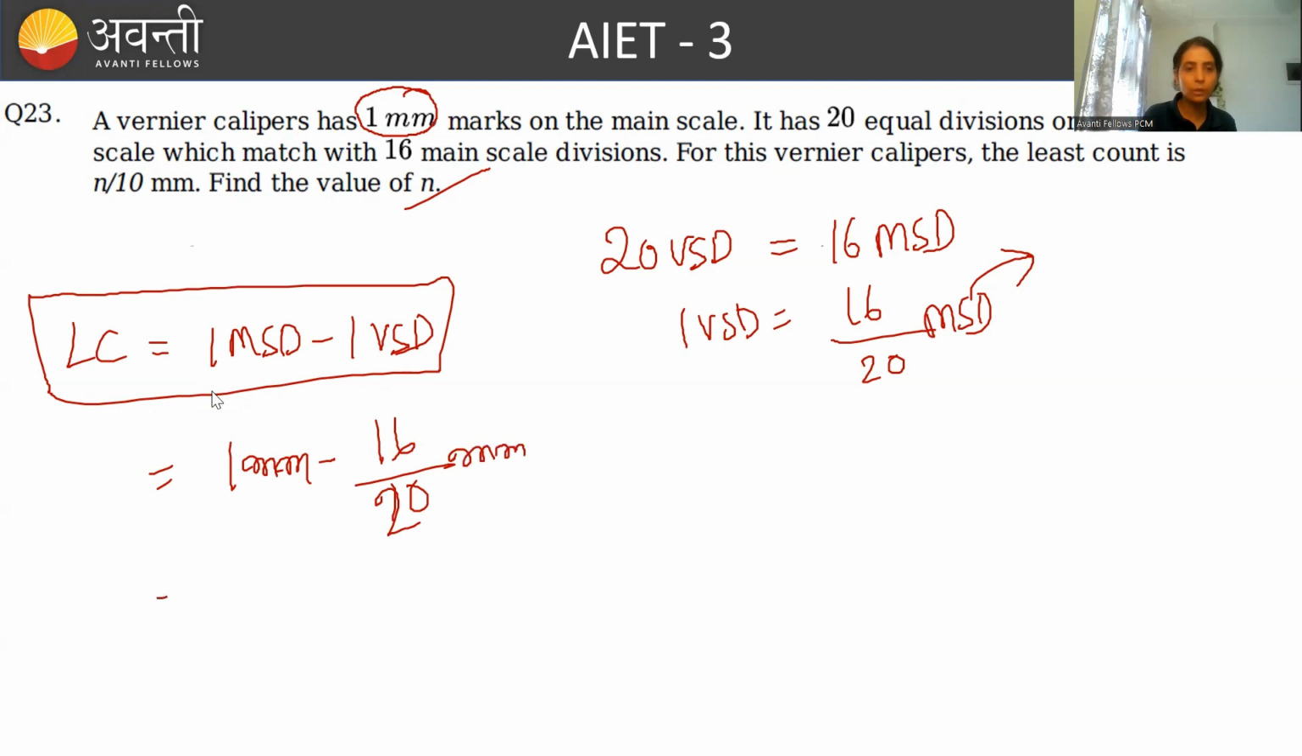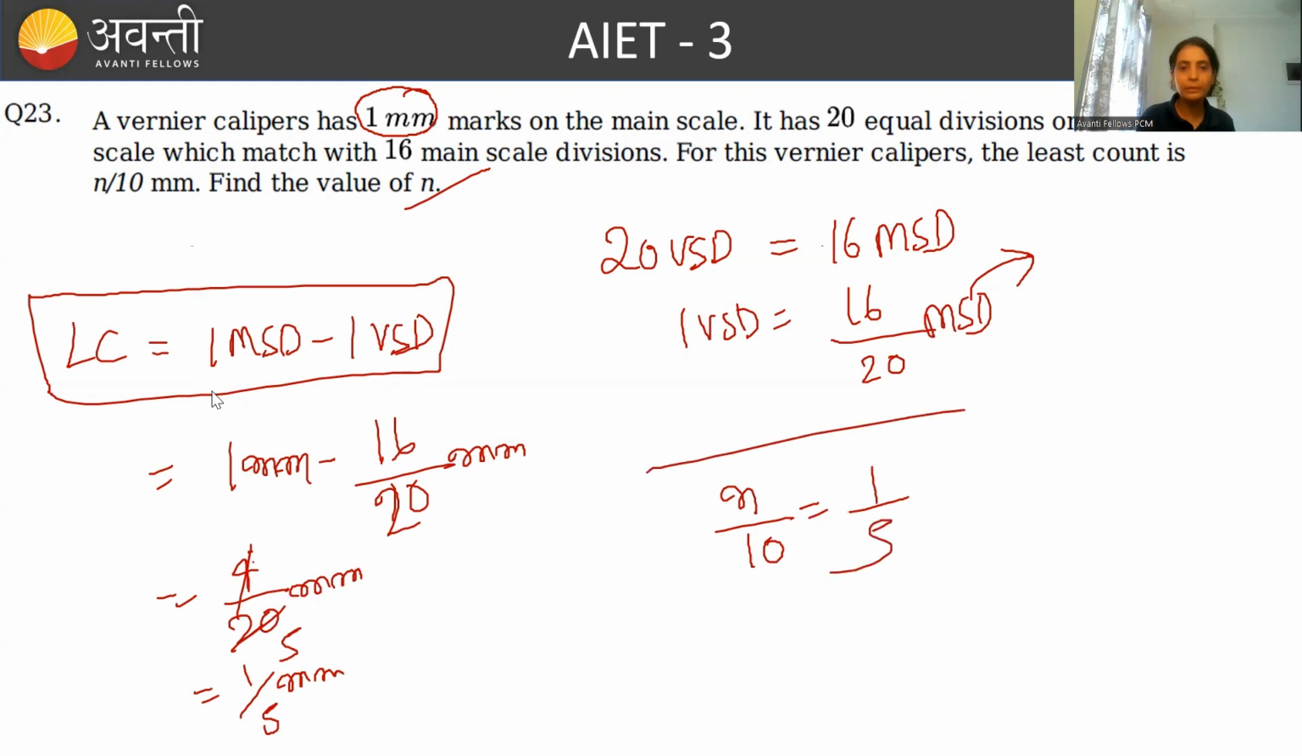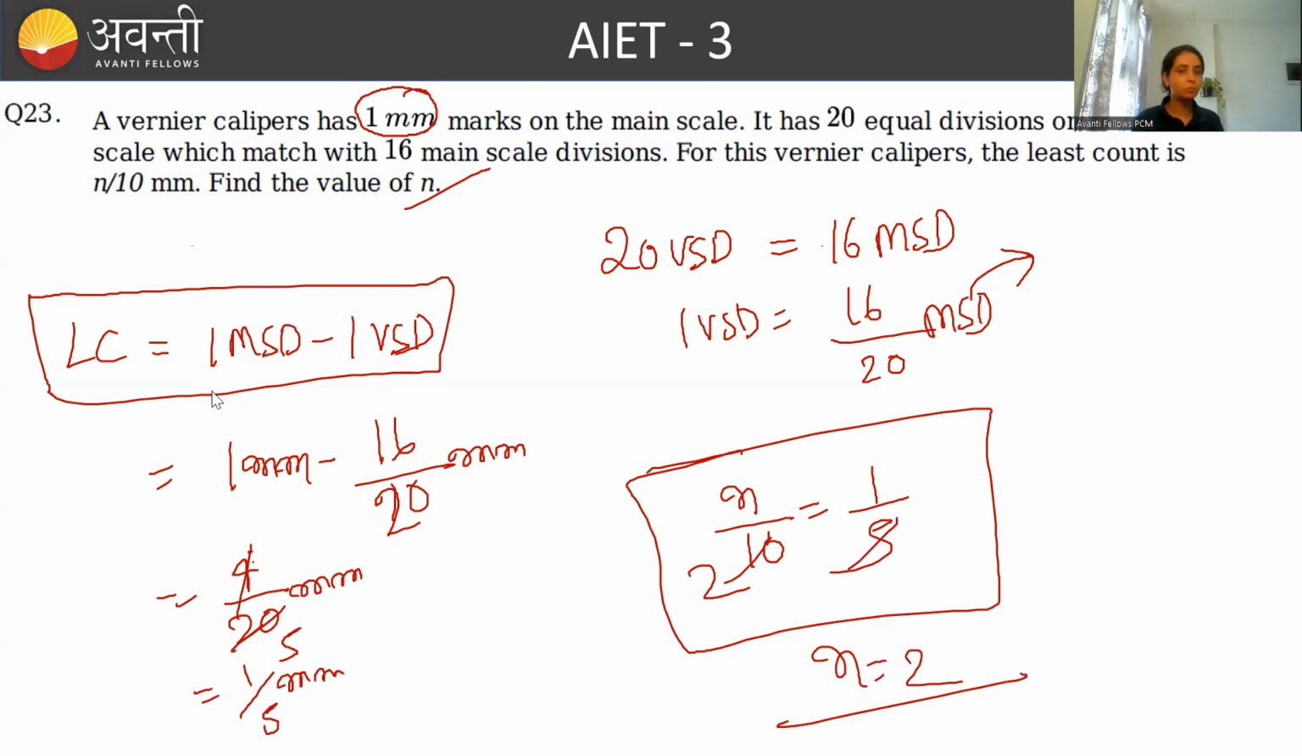So this is equal to how much? 4 by 20 millimeter, and that is equal to 1 by 5 millimeter. And if you compare it, n by 10 should be equal to 1 by 5 because that is the least count. If you solve it, the value of n will be 2. So the correct answer will be 2.